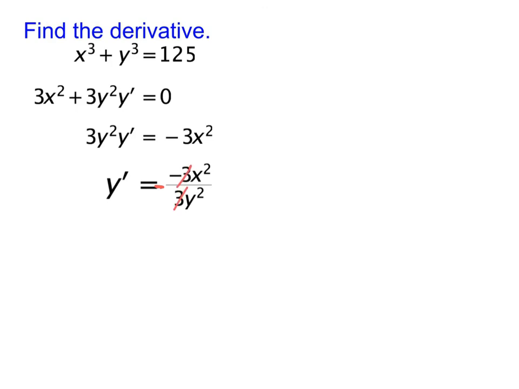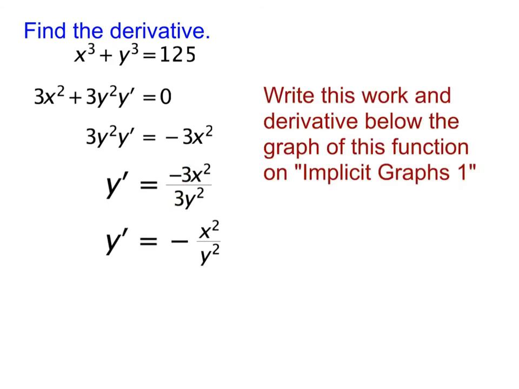Can I do anything to simplify the x squared over y squared? Not really, no. So it's just going to stay as y prime equals negative x squared over y squared. And now you'll notice that this equation that we just found the derivative of should look a little familiar. This was the very first equation on your implicit graphs 1 worksheet where we were making the graphs yesterday. We're also going to be finding some of those derivatives.